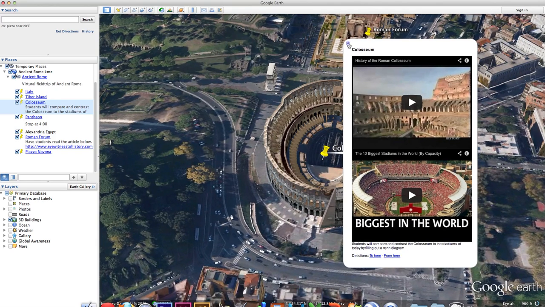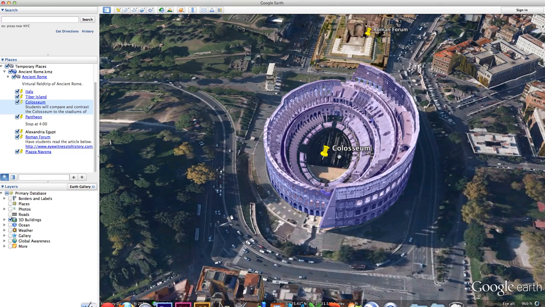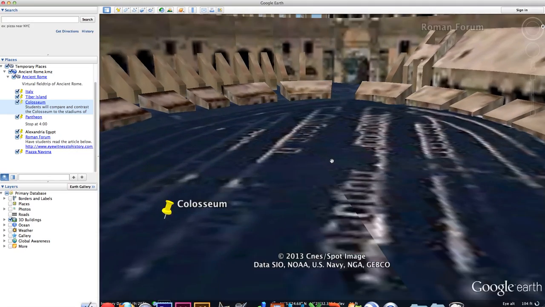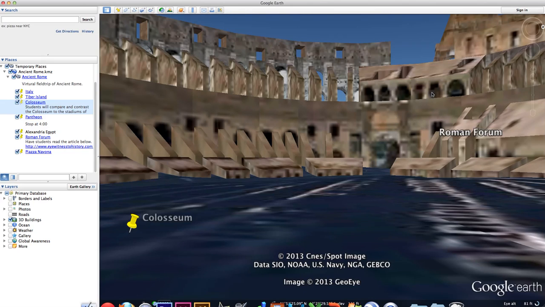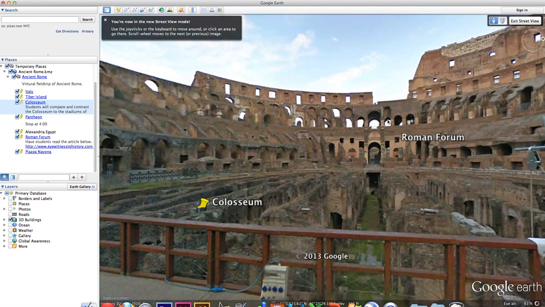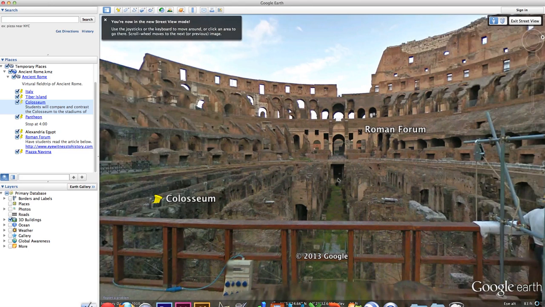So right here we can see the Colosseum, and let's go ahead and dive deeper into it so we can see it a little better. Alright, as you can see, people would sit up here in the seating, and then down below, that's where they would hold the gladiators or the animals down underneath.